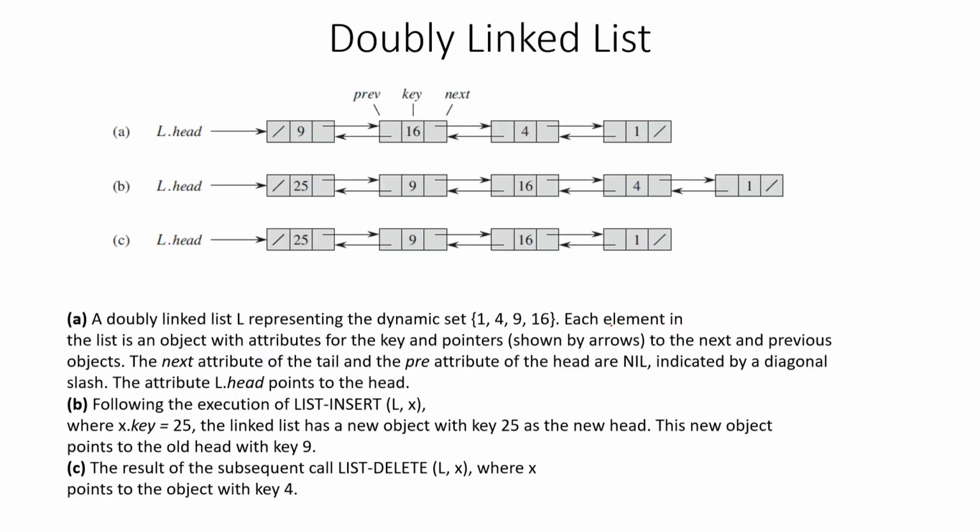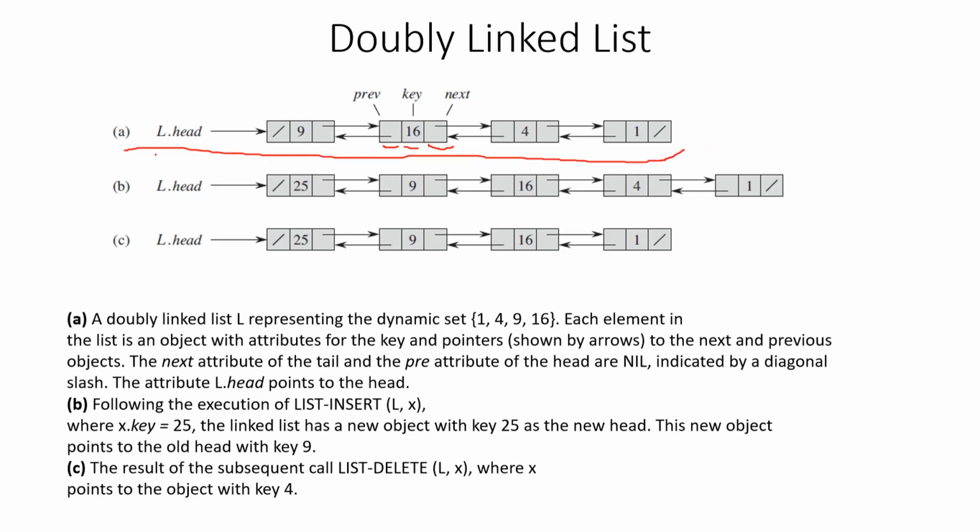And here is a double linked list. In a double linked list, again, as I said, we store three pieces of information. One is a pointer to the previous, one is the data itself, and the third is a pointer to the next element. And here is a diagram of a double linked list.